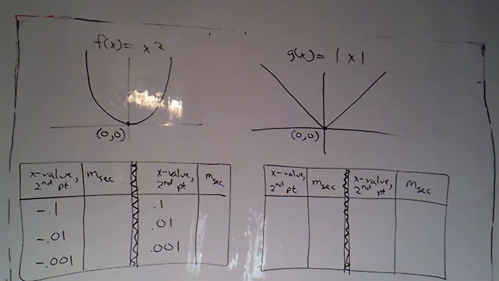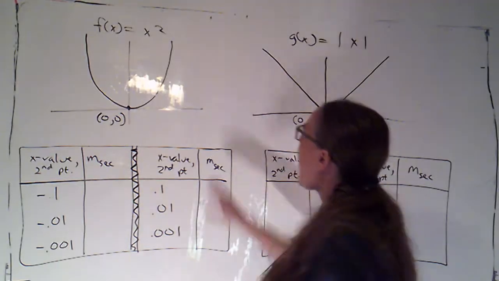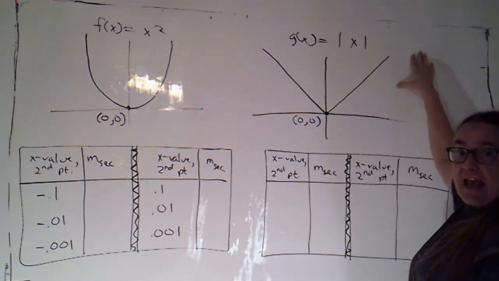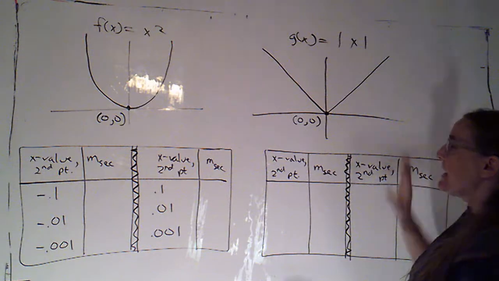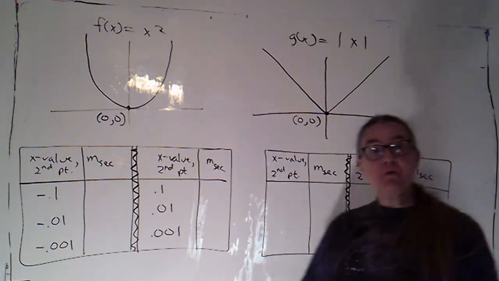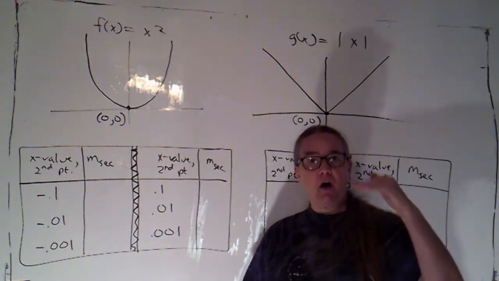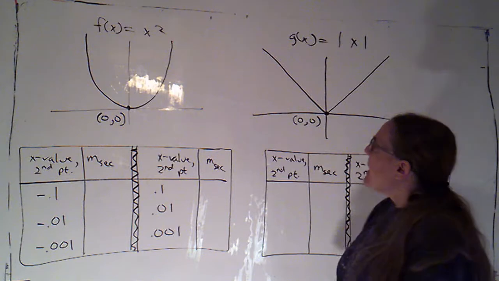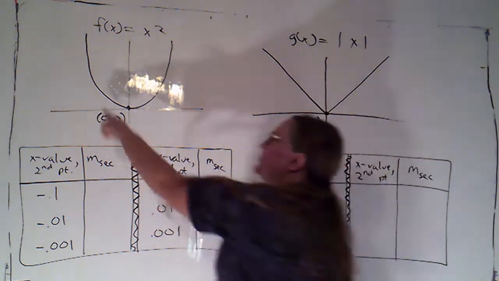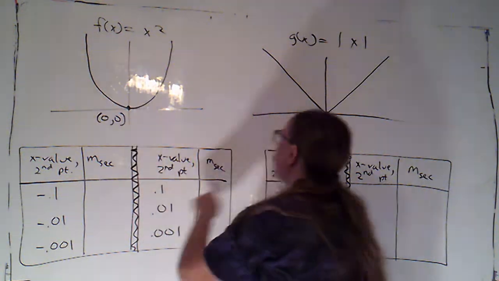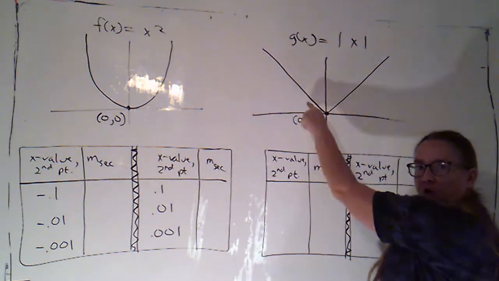There are two functions up on the board here. I've got f of x equals x squared, and g of x equals the absolute value of x. Now both of these pass through the origin, and both of them achieve a minimum value, a lowest point on the graph at the origin. But they do that a little bit differently. You'll notice this is a nice, smooth, rounded change, whereas this is a much sharper corner.